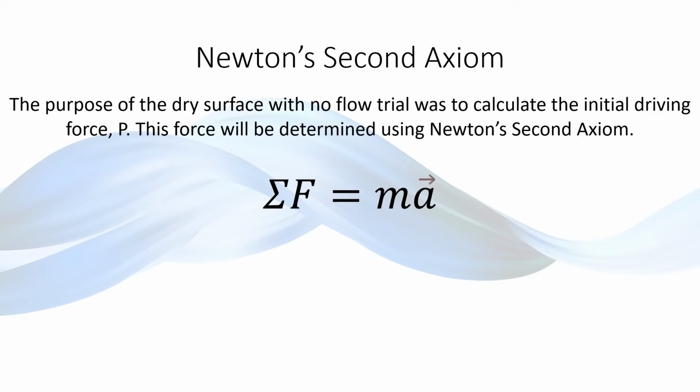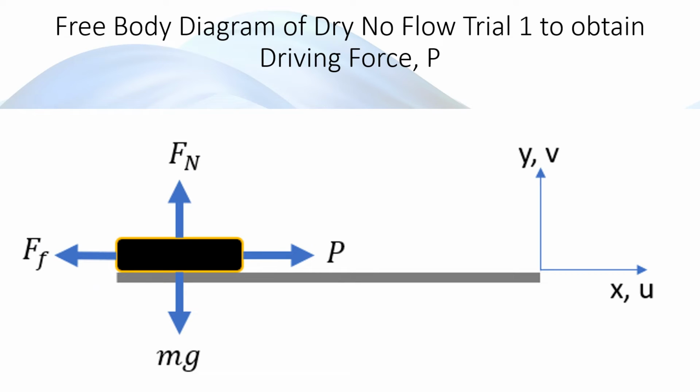Let's begin. The purpose of the dry run was to calculate the initial driving force applied to the plate for use in the static fluid body trial. The method for finding the driving force P will be using Newton's second axiom, where force equals the mass times the acceleration. Since we're using classical Newtonian mechanics, we need a free body diagram. Luckily, we have one right here.